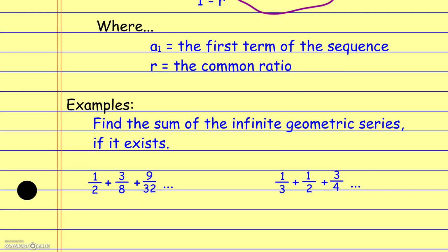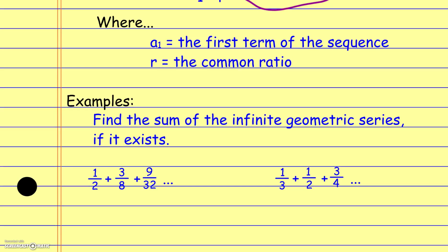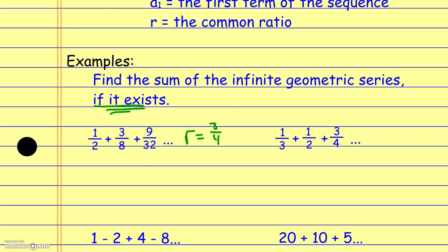So when we look at each of these, it says find the sum of the infinite geometric series if it exists. And that's really important. This will only exist if the R value is between -1 and +1. So for the first one, I just need to identify the R value. The R value this time looks like it's going to be a 3/4. I'm multiplying by 3/4 each time. Does that fall in my acceptable range? Yes, it's between -1 and +1. So I can find the sum. This is going to converge on a specific value.